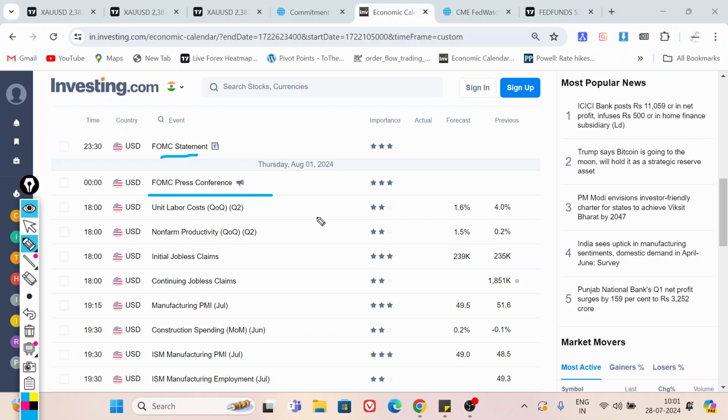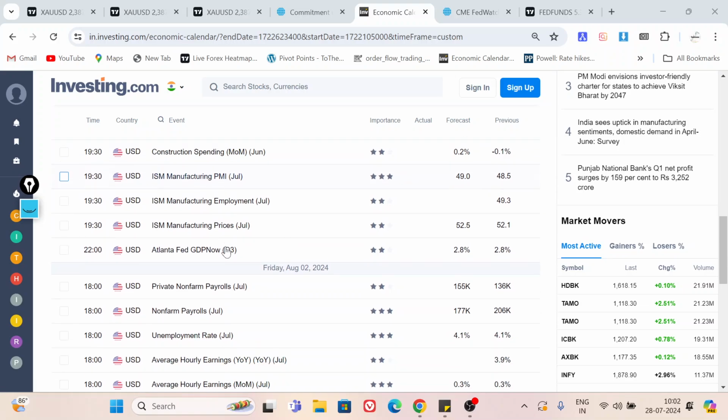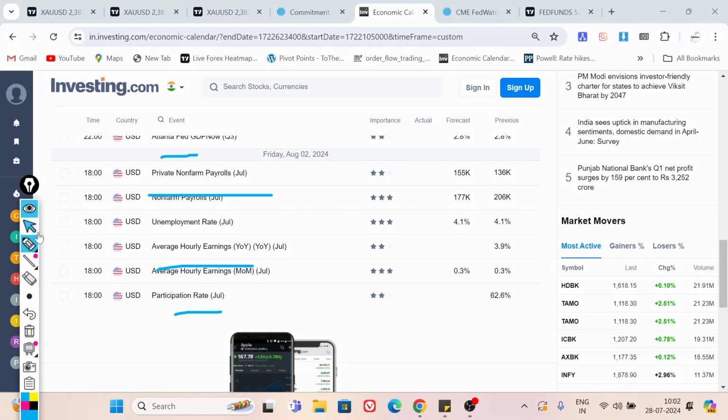Then on Thursday we have initial jobless claims, and also the ISM manufacturing PMI data. On Friday we have another important data, non-farm payroll. Unemployment rate is also important data. So there are a number of important data that we have to watch for next week.